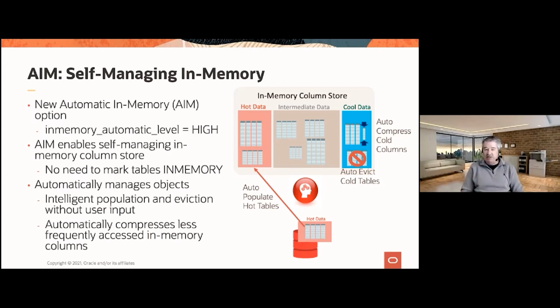And now we're, in essence, making it a cache at the segment level based on usage. So the difference is we've added this in-memory automatic level high option. With 18c, when we introduced AIM, we had a low and a medium option, and that allowed for automatic eviction or even population of tables that you had marked to be in memory. You had to mark them as eligible to be populated in the column store. And if the column store filled up and got full, we would automatically evict objects that weren't active.